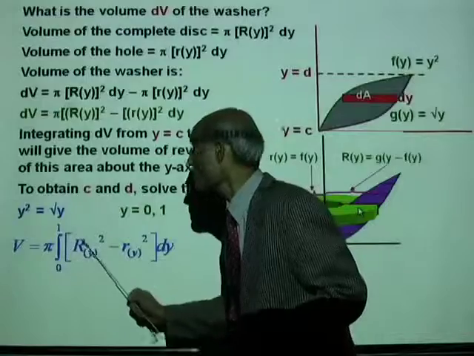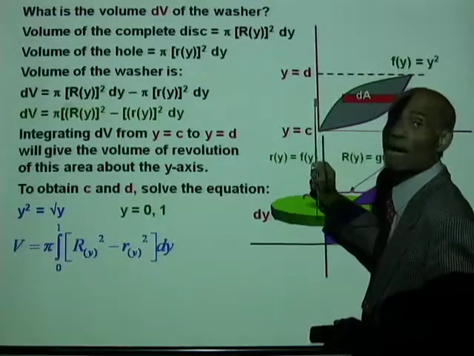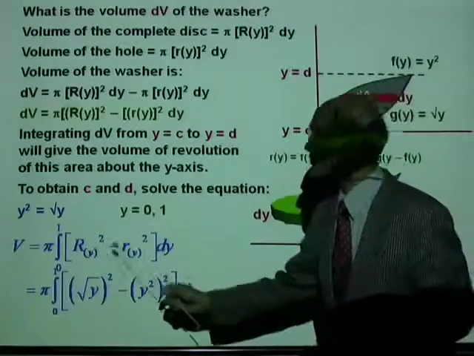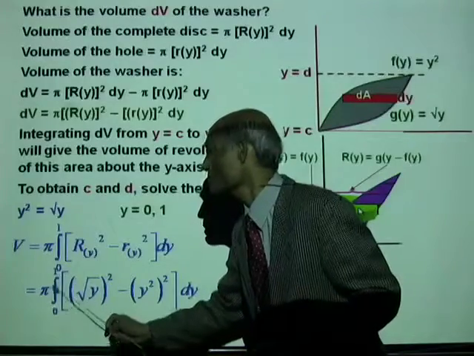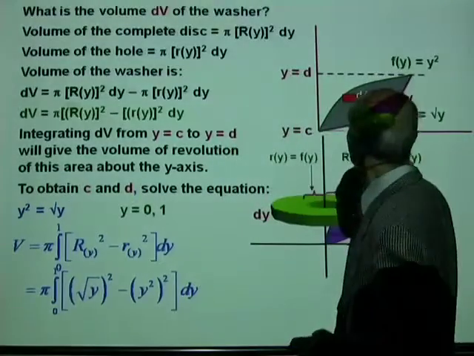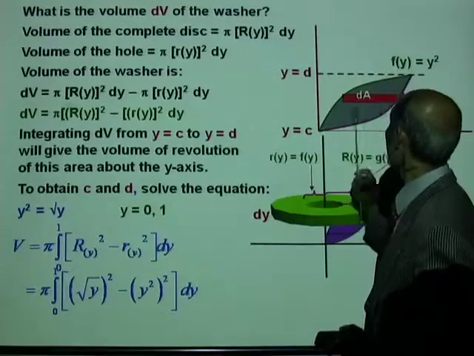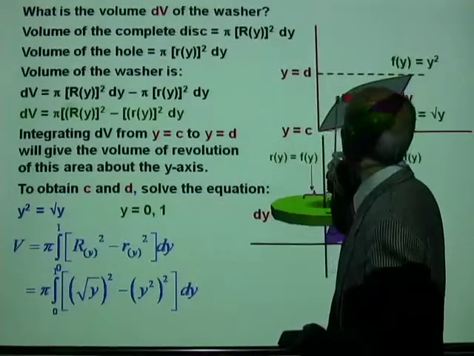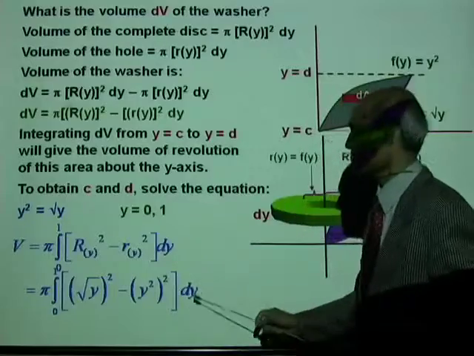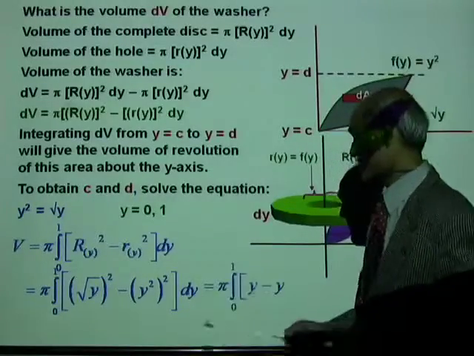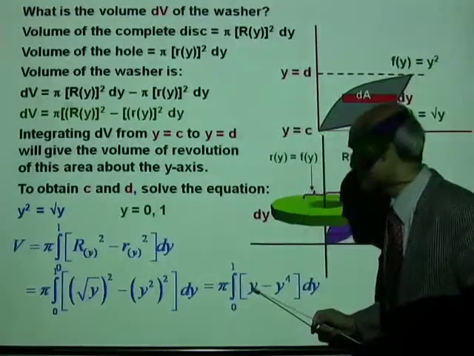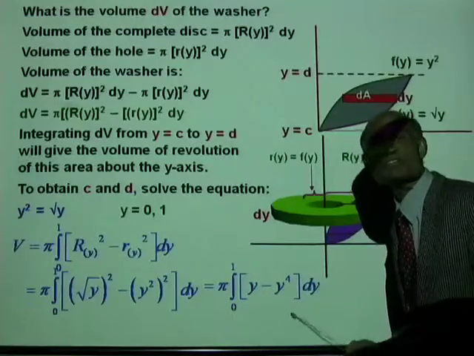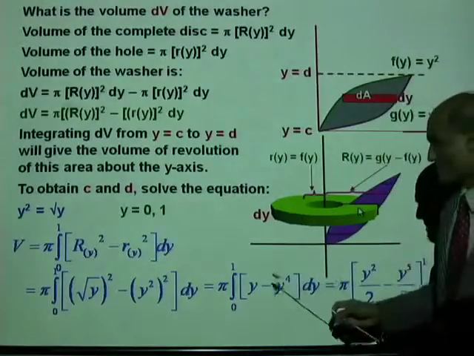Now remember, our uppercase R is g of y and our lowercase r is f of y. So let's replace that. That would be pi times the integral from 0 to 1 of square root of y, all squared, minus f of y, which is y squared, all squared, dy. Well, you can see square root of y squared will be y, and y squared to the power of 2 is y to the power of 4. And it is easy to evaluate this integral. Is that right? Can you do that?